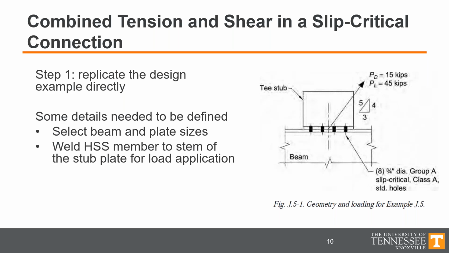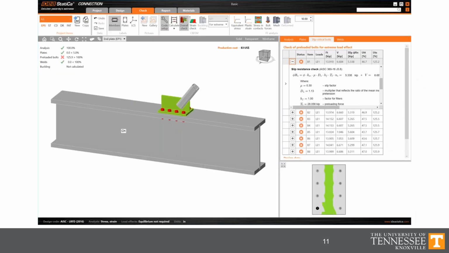So for instance, I picked out a beam size, picked out some plates here, and also instead of that generic load, I welded an HSS to the stem of the stub plate to apply the loads. One thing I want to point out here is note that the dead load on this example is 15 kips and the live load is 45 kips. That results in a factored load of 90 kips. And so that was the first load that I applied in IDEA StatiCa. And applying that load of 90 kips to that HSS in IDEA StatiCa shows this result.